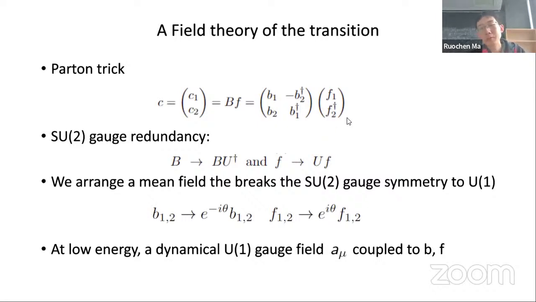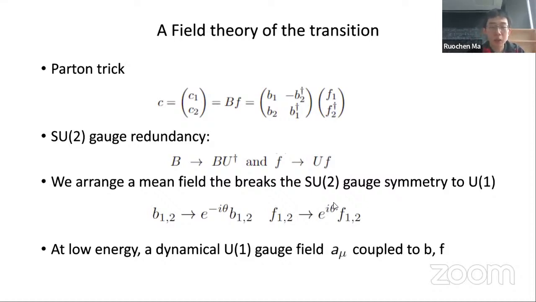And for the purpose of my talk, we actually only need a U1 subgroup of this SU2 gauge symmetry. So we will always consider a mean field ansatz of the F fermion such that the SU2 gauge redundancy is broken or Higgsed to a U1 subgroup. So in the basis we choose, the remaining U1 gauge symmetry is simply a phase rotation on the bosons and on the fermion, but with an opposite sign.